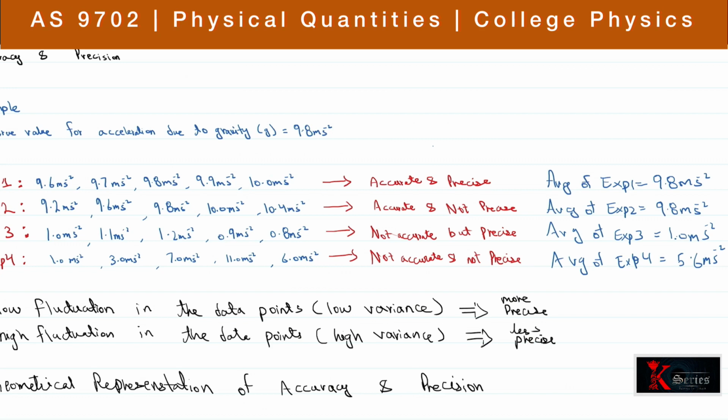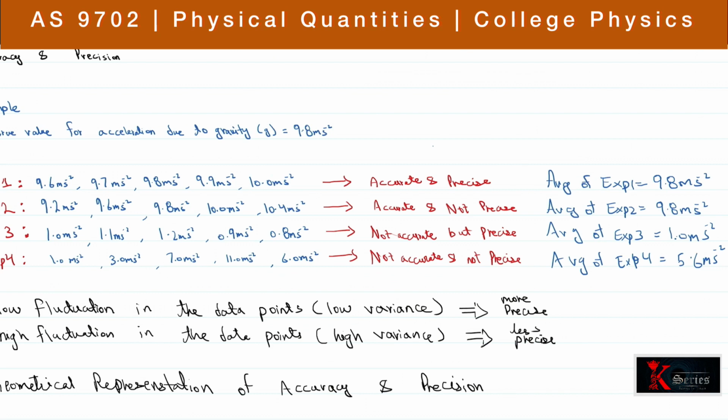Now moving on, how do we know that the value is more precise or less precise? When there is low fluctuation in the data points, which means low variance, then the value is more precise, which means there is a narrow spread of distribution. Whereas when there is high fluctuation in the data points, which means high variance, which means there is a broader spread of distribution, it means that the value is less precise.